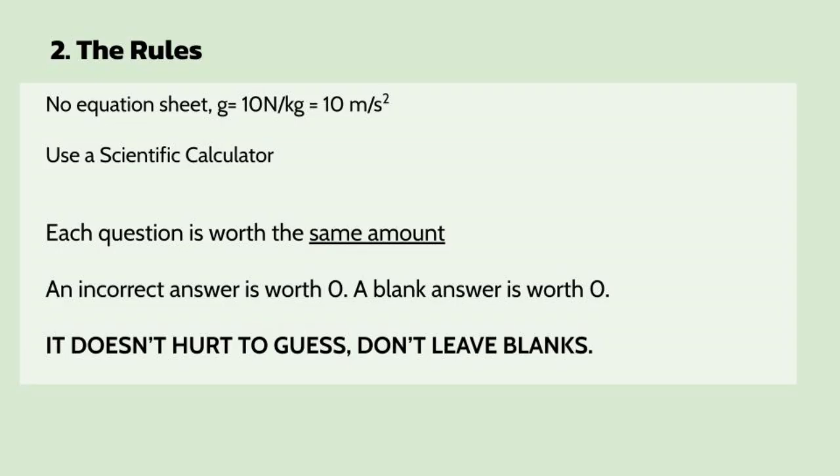When you're taking the exam, you do not get provided an equation sheet, nor can you bring your own. However, what you are provided is that the gravitational acceleration at the surface of the Earth is 10 meters per second squared. This is an approximation that makes math much easier because the actual value is closer to 9.8. Using 10 just makes the exam easier.